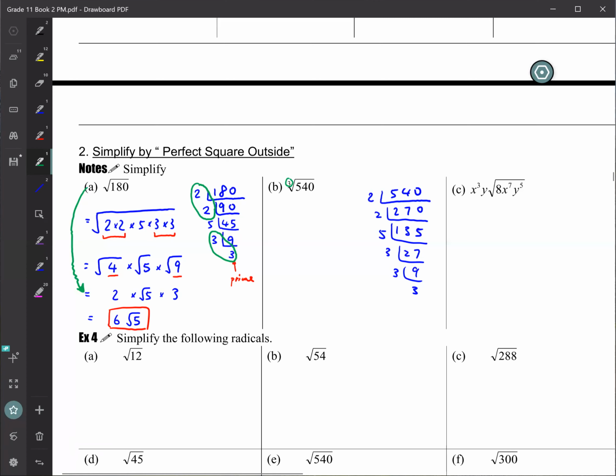3s. Yes, okay, so only 3 numbers that are the same can go out, okay? Because 3 times 3 times 3 is 27. It can break the cube root, right? So 3 goes out, and then you have a cube root. Be careful when you write the cube root, okay? Write small. So what number will stay inside now, Harry?